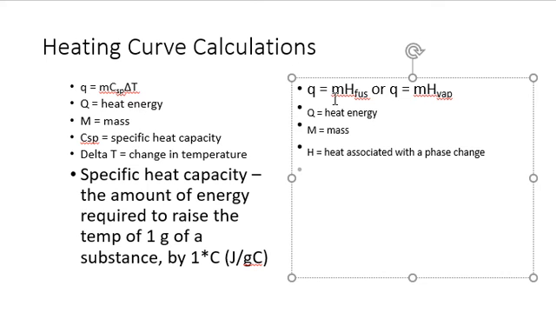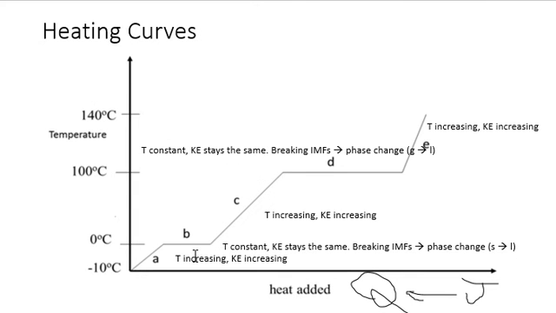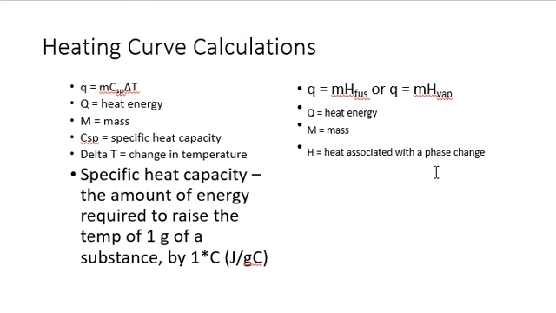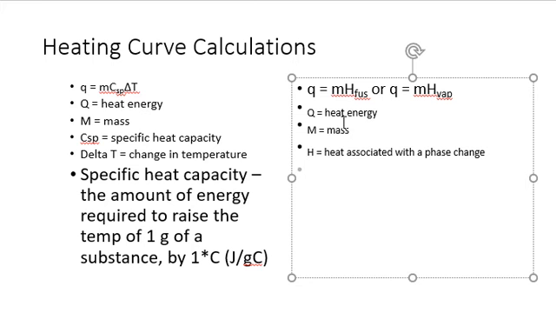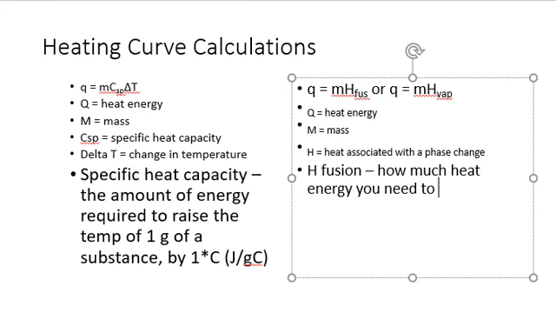So then we have these equations, which are really the same equation. It just depends if you're using the heat of fusion or the heat of vaporization. And these are associated with our phase change. So now, Q equals heat energy. M is our mass of the sample. H is the heat associated with the phase change. So heat of fusion is how much heat energy you need to transition to and from solid and liquid.